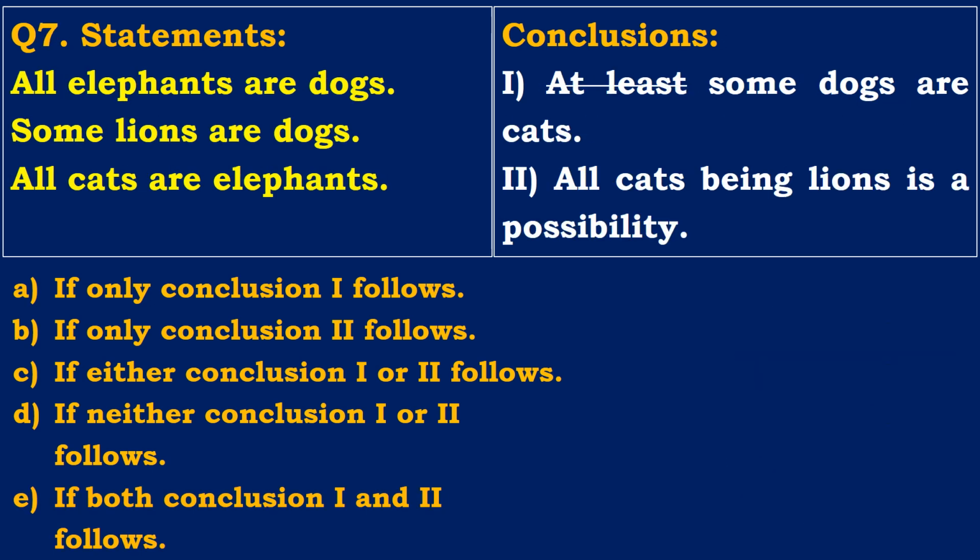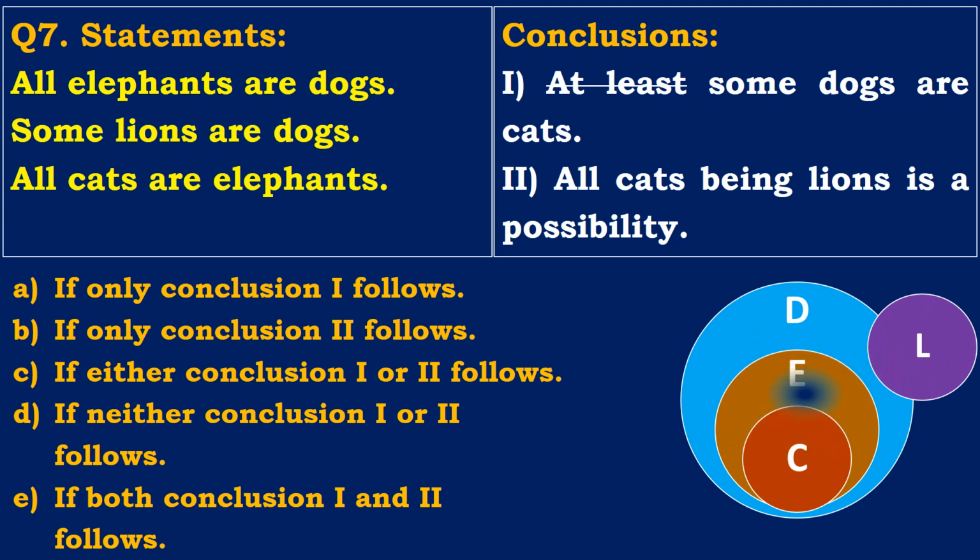Challenge 7. Statements: All elephants are dogs. Some lions are dogs. All cats are elephants. Conclusions: At least some dogs are cats. All cats being lions is a possibility. According to trick 3, conclusion 1 is correct. According to trick 1, cats and lions are related to elephants and dogs. So, there is a possibility of all cats being lions. Hence, conclusion 2 is correct. As a result, both conclusions follow the statement. Hence, option E is the appropriate answer.